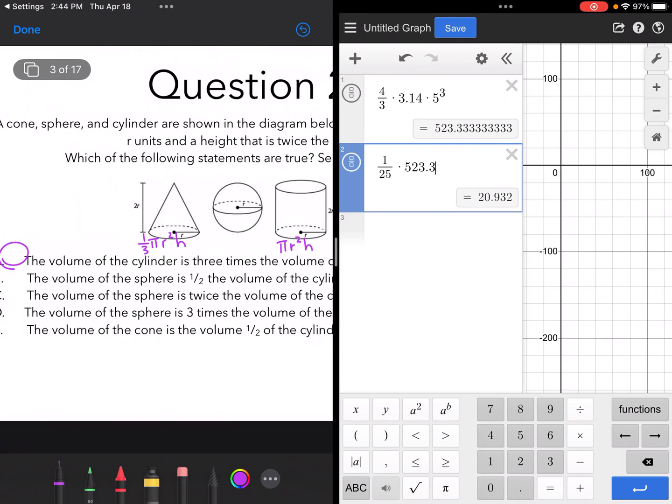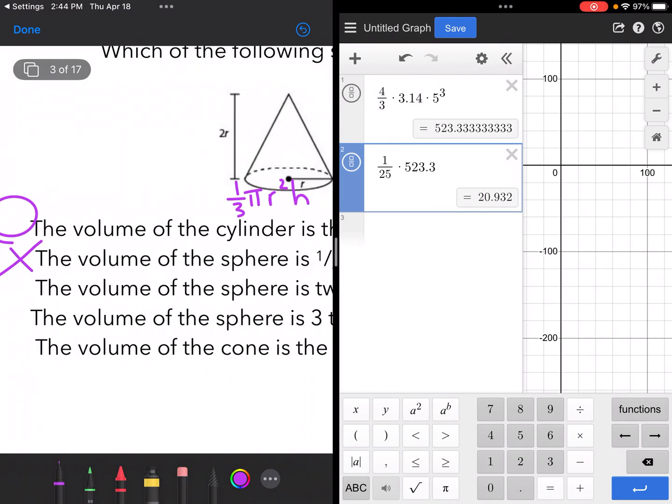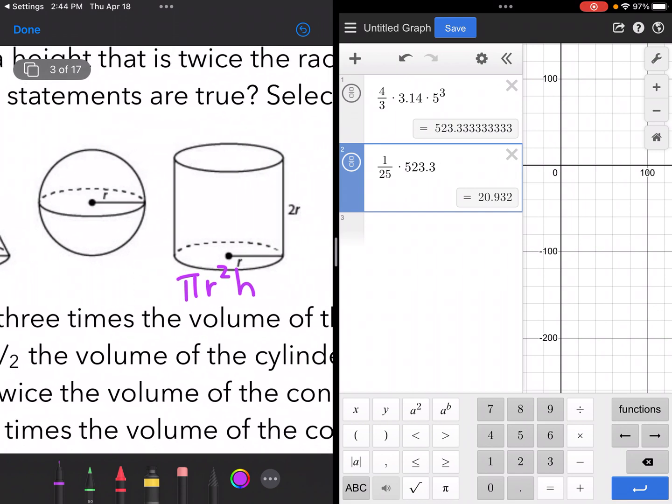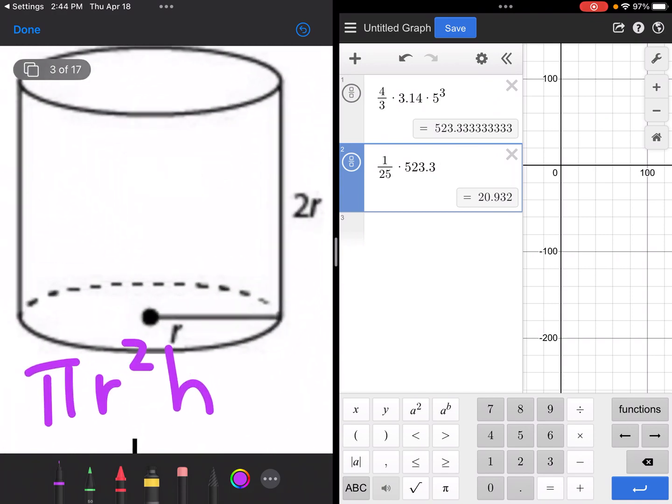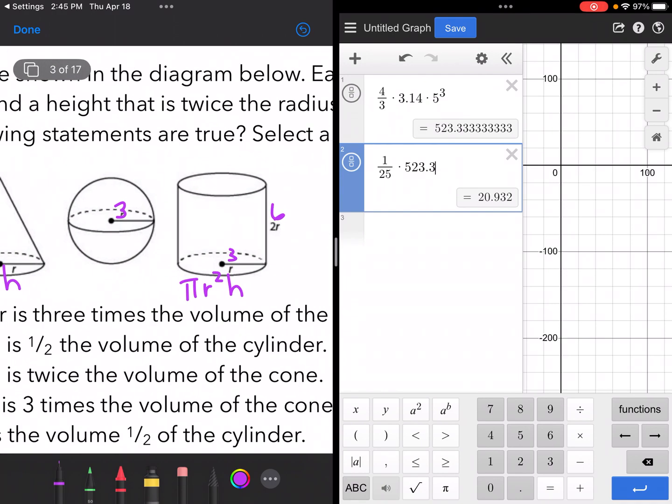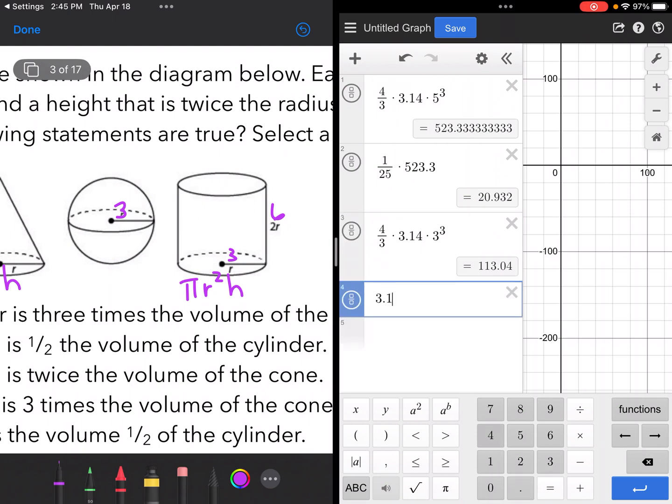The volume of the sphere is half the volume of the cylinder. Well, I disagree. And we can check that if we want to. We can put a number in here. So we can make it 3. And just check to see if that works. So 4 divided by 3 times 3.14 times 3 cubed. And then 3.14 times 3 squared times 6. And we know that it's definitely not half.